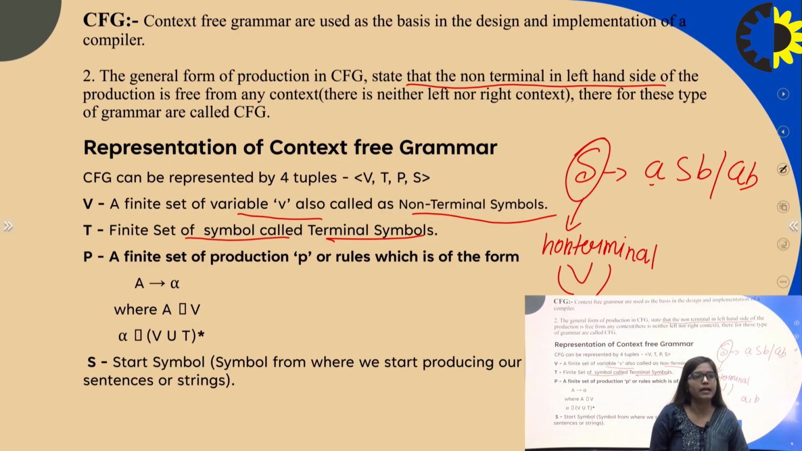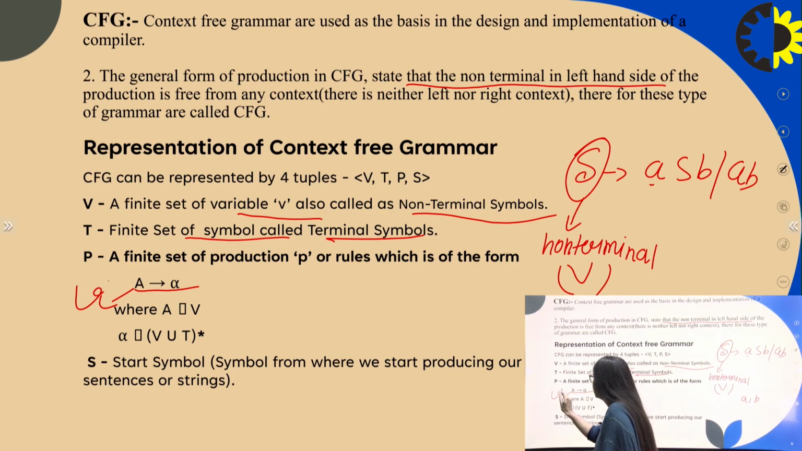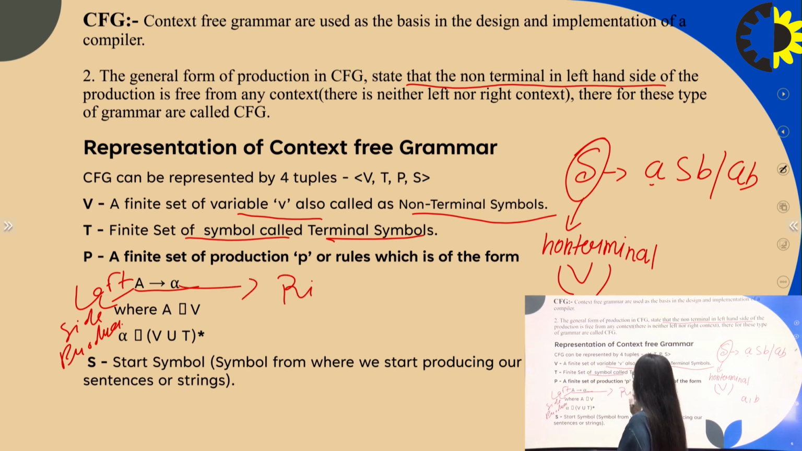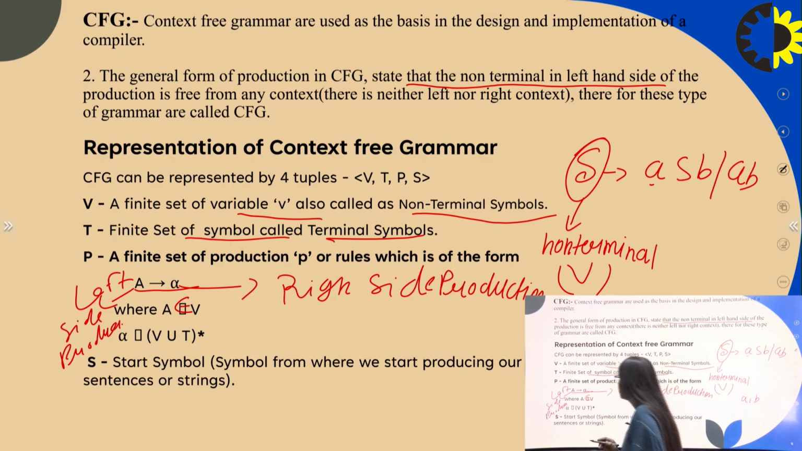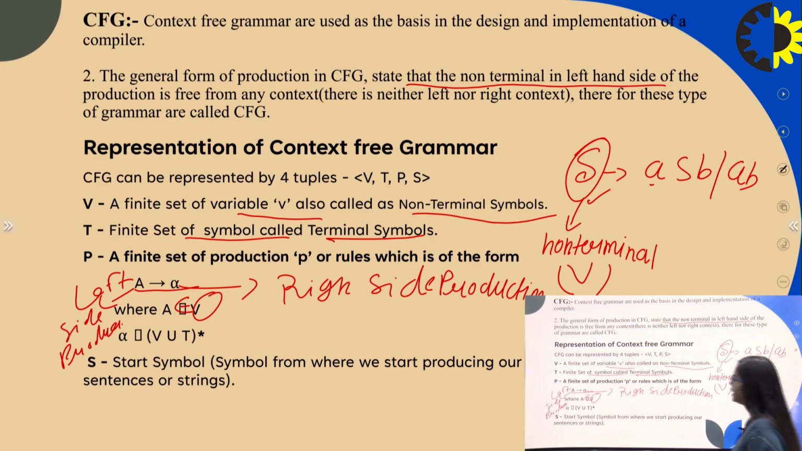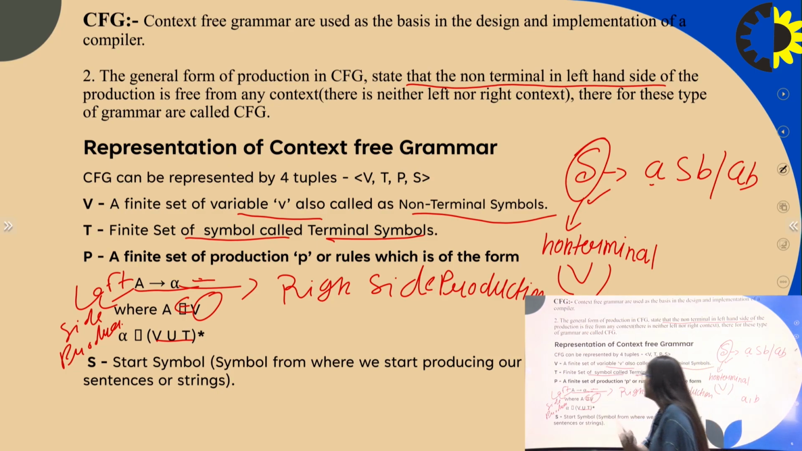P is a finite set of production rules which is of the form A to alpha. A represents the left side of the production, and alpha represents the right side of the production. Here A belongs to V, the non-terminals, representing the non-terminal on the left side of the production, and alpha belongs to variables and terminals, representing the right side of the production.